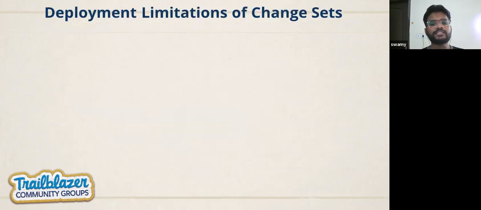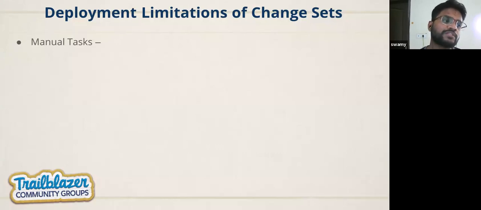But there are certain limitations as well. First is manual tasks. We have to do a lot of manual tasks. If you want to deploy 10 classes, first you have to select class 1, then add it, class 2, then add it. Suppose there are hundreds of classes. If you have only 5 or 10 components, it's fine, but in real-world scenarios it's more than that. So it's a very hectic process.